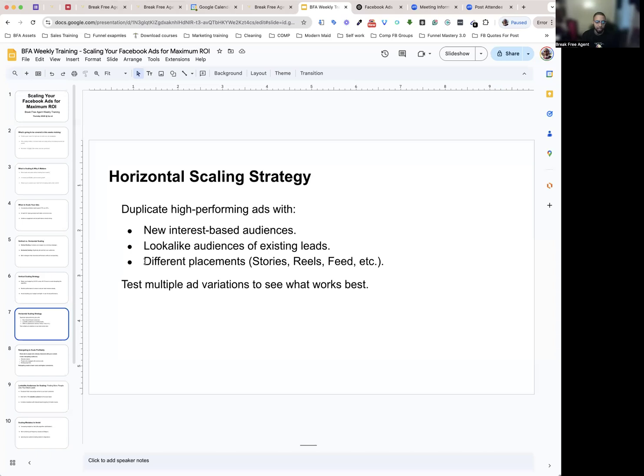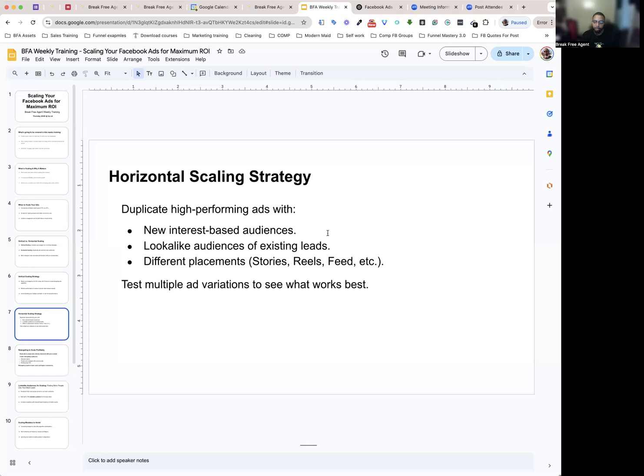You can also use lookalike audiences of existing leads. So if you have an existing lead list, you can create a lookalike audience based off of the leads that you already have, and different placements. You can do stories, reels, Facebook feed, things like that. I would steer clear of the different placements because feed is always going to be the best one. This is just some different tips and tricks based off of what you're marketing. Lookalike audiences, we're going to do a training on this, but I would just focus on new interest-based audiences.